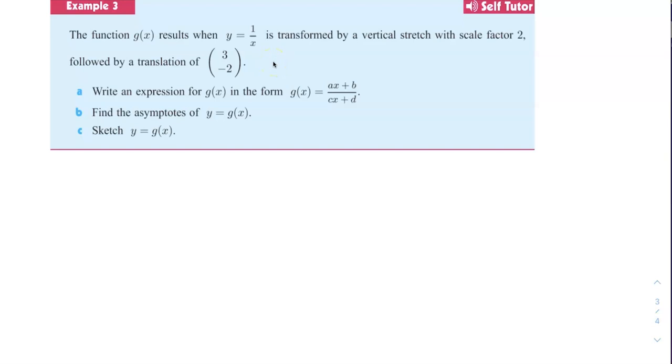So vertical stretch and scale factor of 2. Keep in mind it's a vertical stretch, right? So what does that mean? We're going to multiply our function on the outside by 2. So here's our function. We're just going to multiply it by 2.